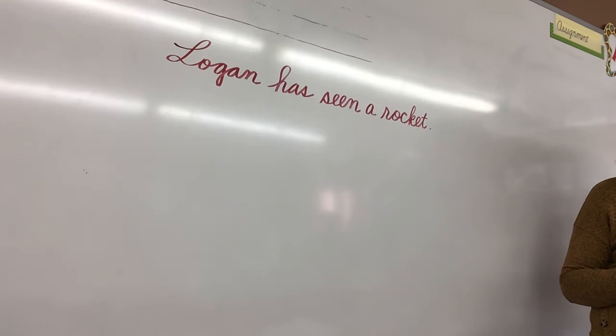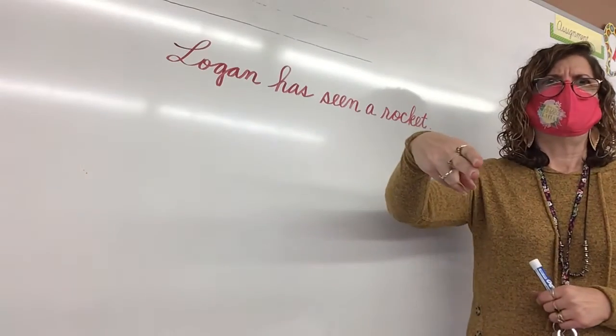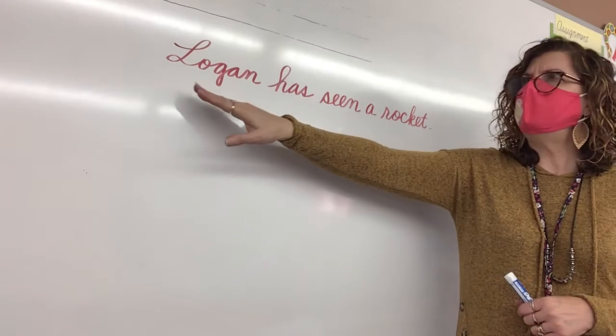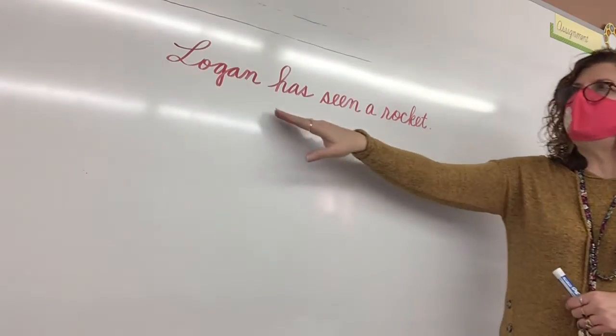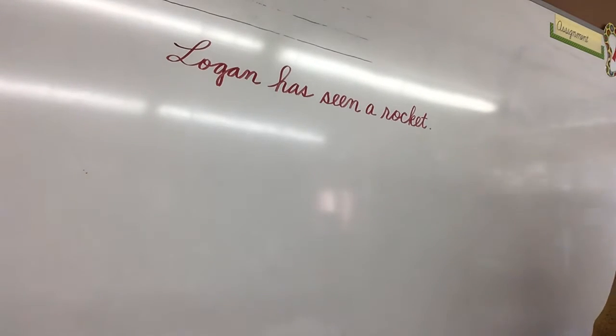I don't know what you guys just read, but that was not what you read. Logan does not have a rocket. What were you reading? Because this is what I want you reading. Alright, so let's all read this sentence together. Logan has seen a rocket. So where am I going to divide that sentence?